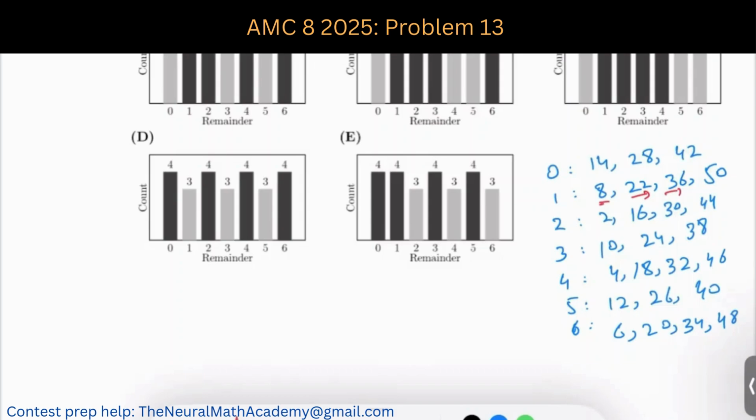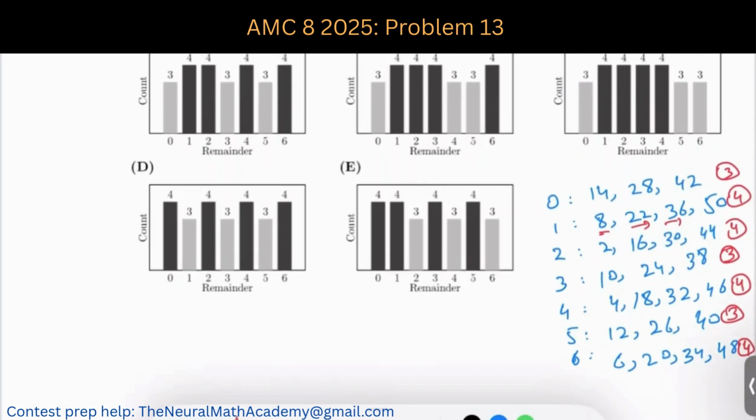Now we have created the list, so we can see how many times each of the remainders is occurring. So we have 3, 4, 4, 3. Then we have 4, 3, and 4. So now we can see where we have this pattern. So this is 3, 4, 4, 3, 4, 3, 4. So then A is our answer for this problem.